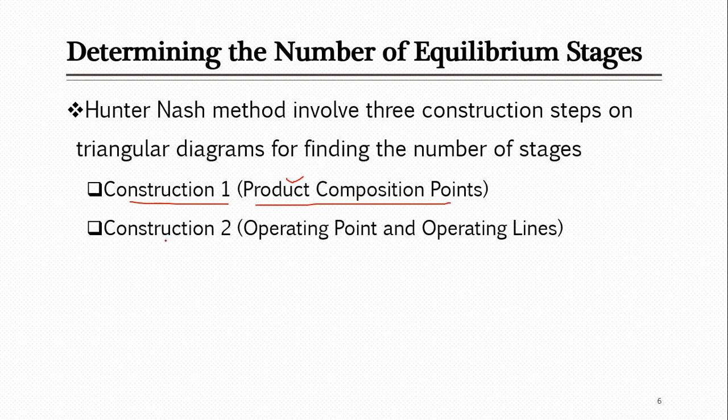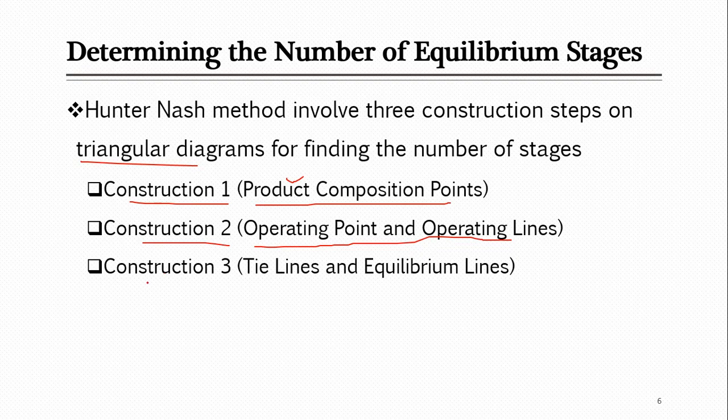Then there is construction 2, the second step, and it involves operating point and operating lines. Maybe you remember operating lines from distillation and absorption. So here also operating lines and operating points are there. You have to mention those, or draw those on the figure. On these triangular diagrams we have to construct the operating point and operating line, which will be helpful to us to calculate the number of stages.